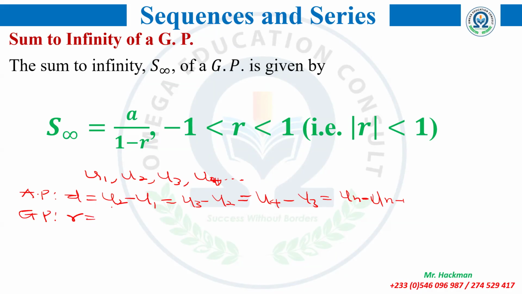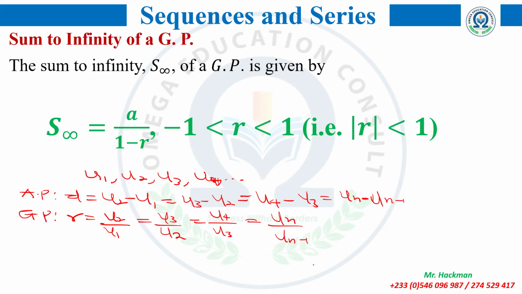So instead of subtracting as for an AP, for a GP we are going to divide. So this time, U sub 2 over U sub 1 should be equal to U sub 3 over U sub 2, which should be equal to U sub 4 over U sub 3, and in general, U sub n over U sub n minus 1.